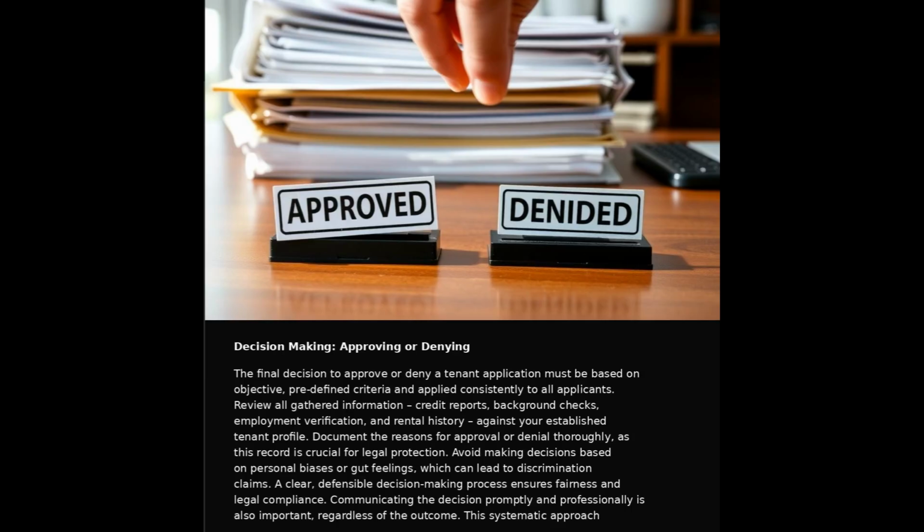Decision-making. Approving or denying. The final decision to approve or deny a tenant application must be based on objective, predefined criteria and applied consistently to all applicants. Review all gathered information, credit reports, background checks, employment verification, and rental history against your established tenant profile. Document the reasons for approval or denial thoroughly, as this record is crucial for legal protection.